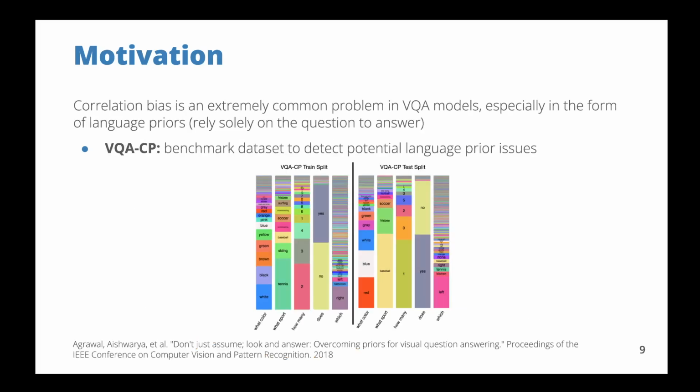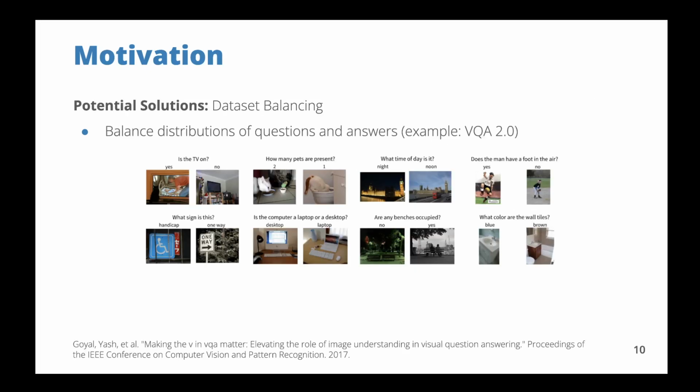A dataset called VQA-CP was proposed as a new benchmark to evaluate the progress towards mitigating these biases. This benchmark has different question-answer distributions in the training and test splits, allowing to properly identify language biases that the models may have learned. Currently, there are three main solutions to reduce language biases in VQA.